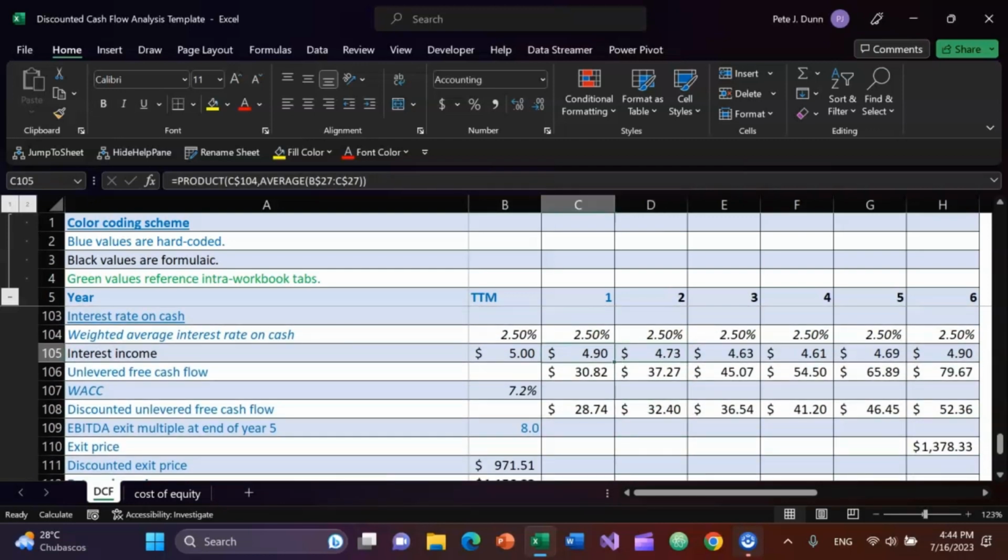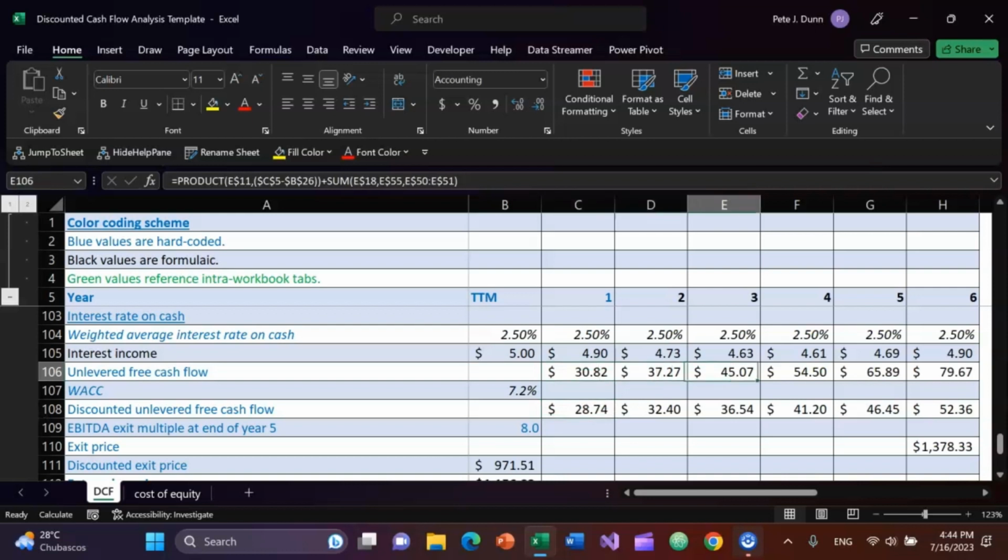There's a weighted average interest rate earned on cash for interest income. That's based on this interest rate up here, which I straight line from the historical year. So that interest rate times the average of the cash balances. That could also create a circularity, but I've enabled the iterative calculation to avoid that.